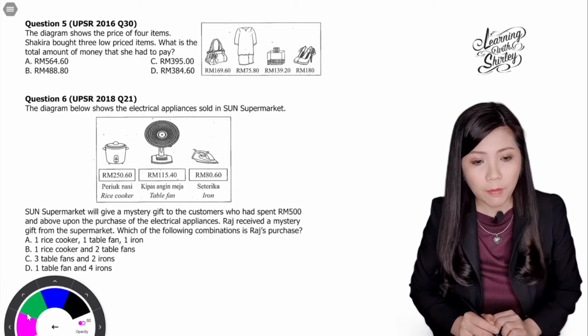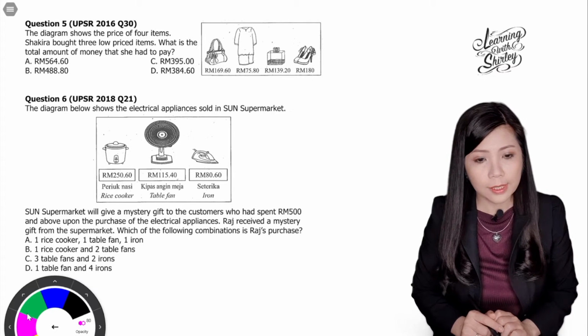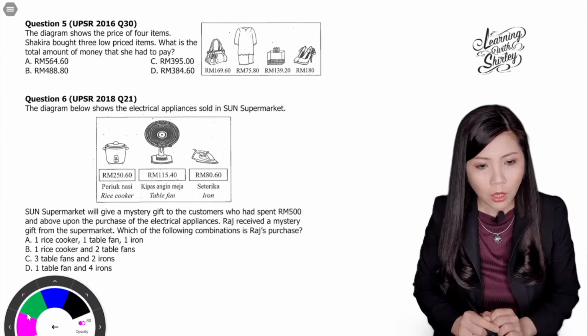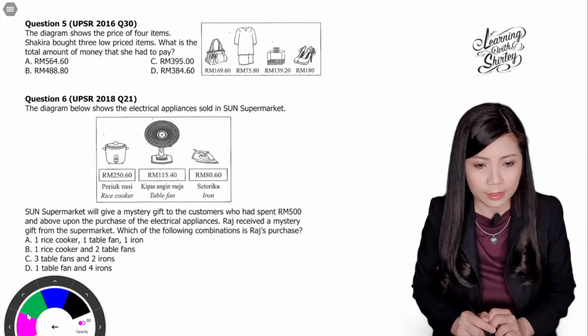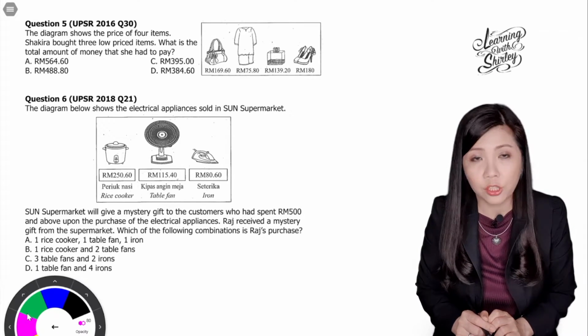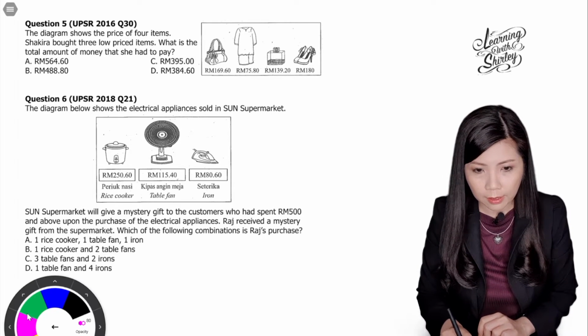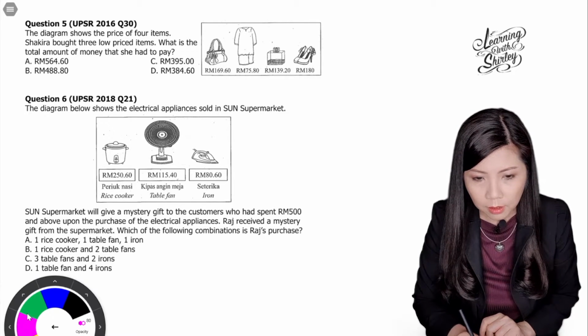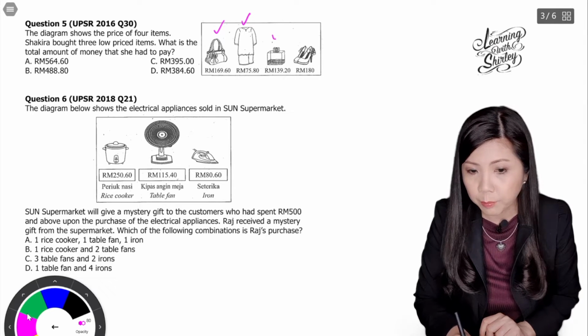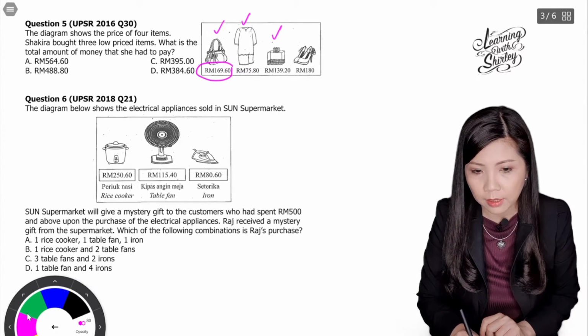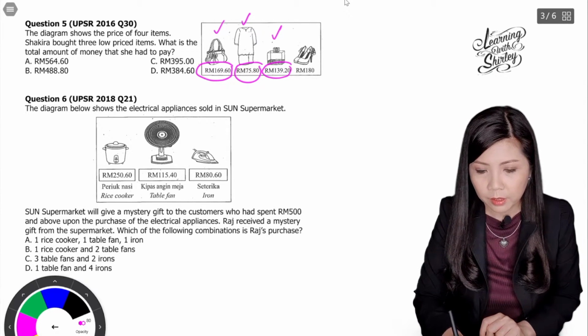Let's look at question number 5. So this is UPSR 2016, question number 30. The diagram shows the price of 4 items. So Shakira bought 3 low price items. What is the total amount of money that she had to pay? So let's select which are the 3 lowest. It's the handbag, baju kurung, and the perfume. So I'm going to add up this plus this and plus this together.